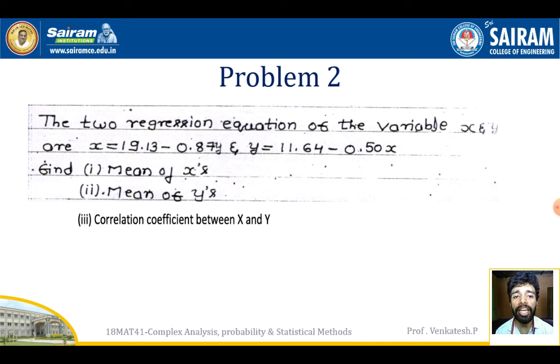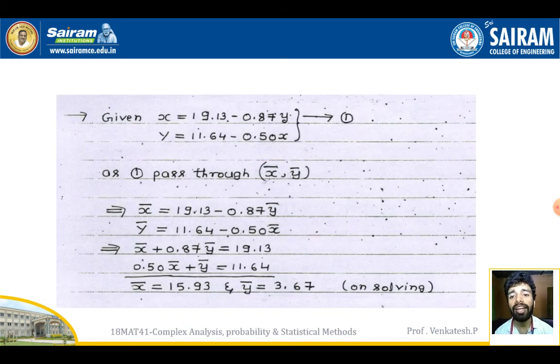The two regression equations of variables x and y are x is equal to 19.13 minus 0.87y and y is equal to 11.64 minus 0.50x. From these equations, we have to estimate the mean of x and mean of y, and also find the correlation coefficient between x and y. First we will see how to find the mean of x and mean of y. It's very easy. Take the given lines of regression, x on y and y on x.